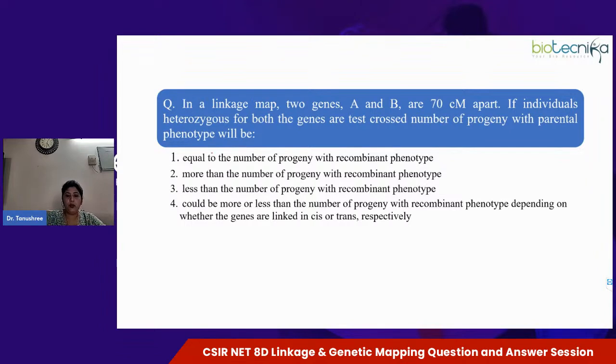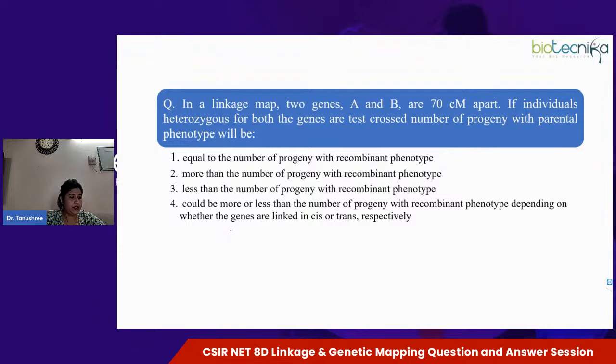So will it be equal? The number of progeny with parental phenotype will be equal to the number of progeny with recombinant phenotype, or will it be more or less? Or it could be more or less, both. Like, what do you think? It could be more or it can be less than the number of progeny. What do you think?